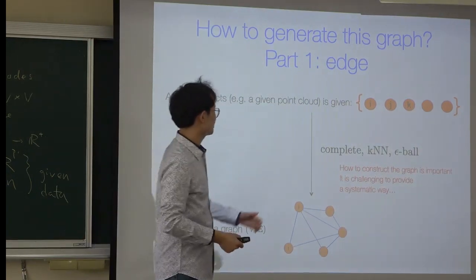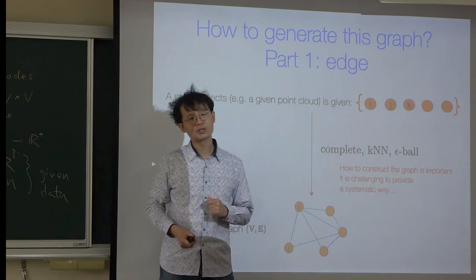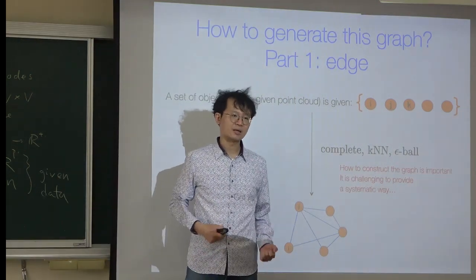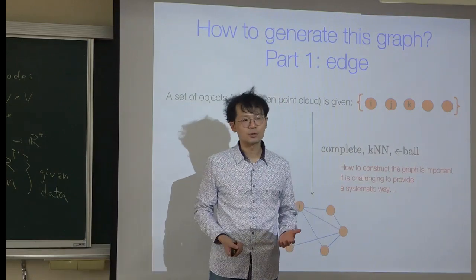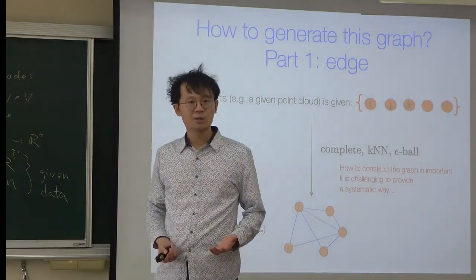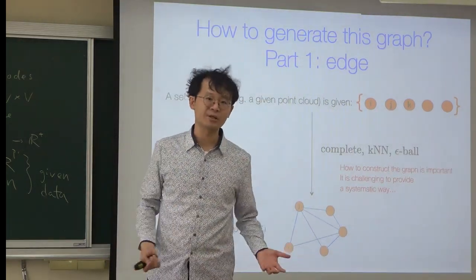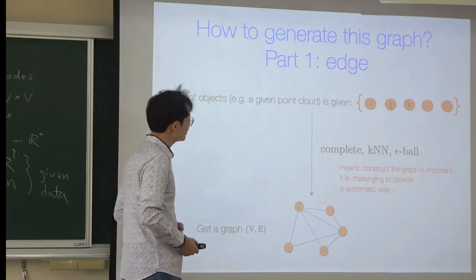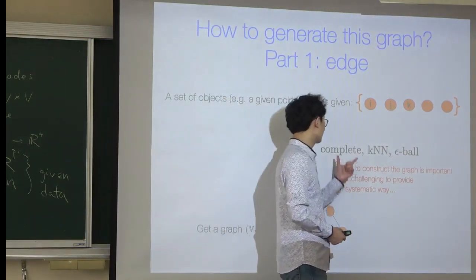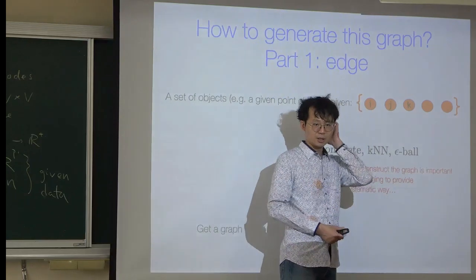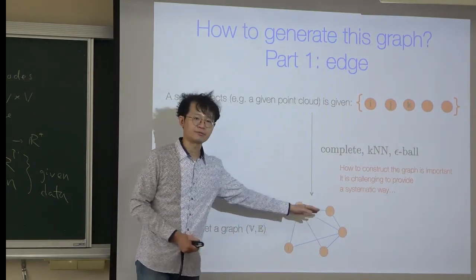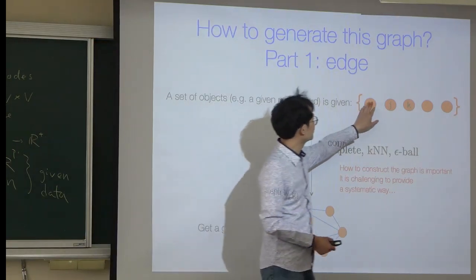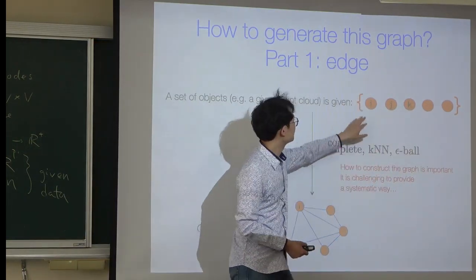How to construct the graph is actually very important in many analyses, but unfortunately, to my knowledge, there is no universal rule. Usually it depends on the application and you have to try and error. But no matter what, once you determine a way to construct the neighbors and the edges, then you get a graph. You have vertices, which come from all the points, and then you have the edges.